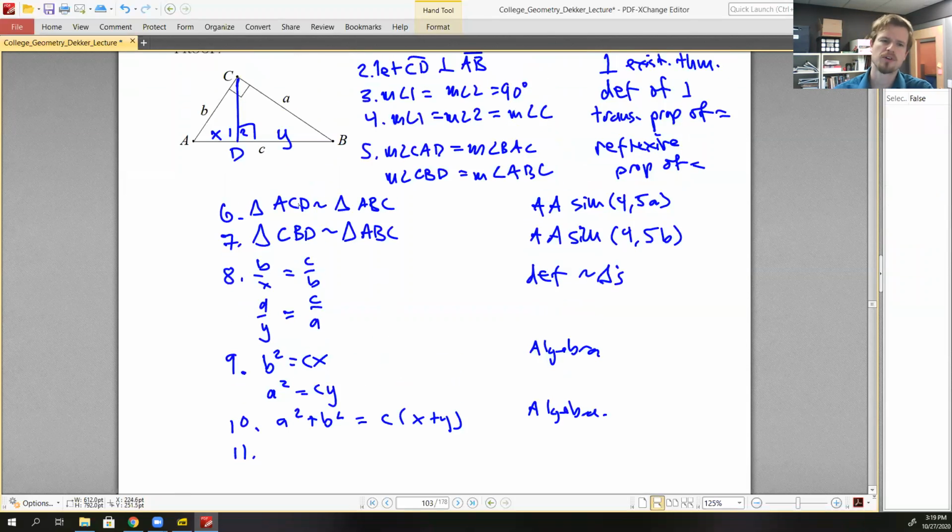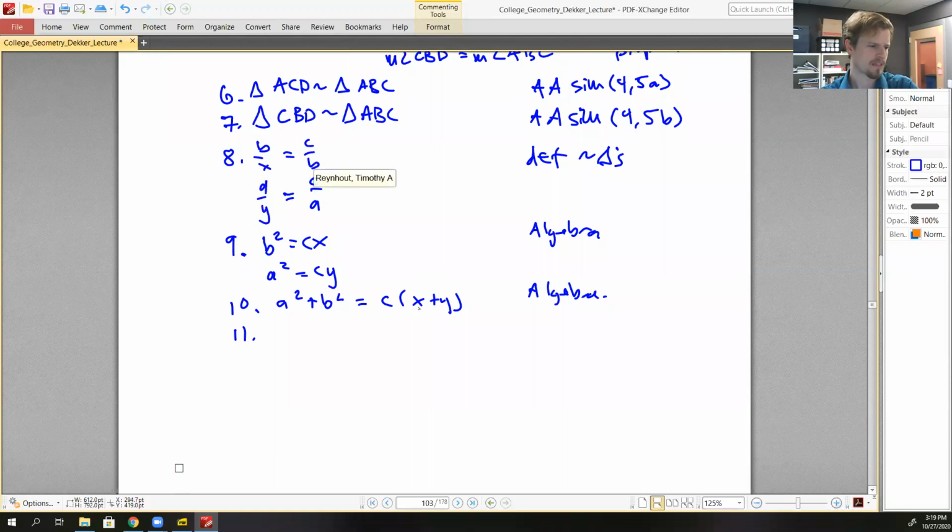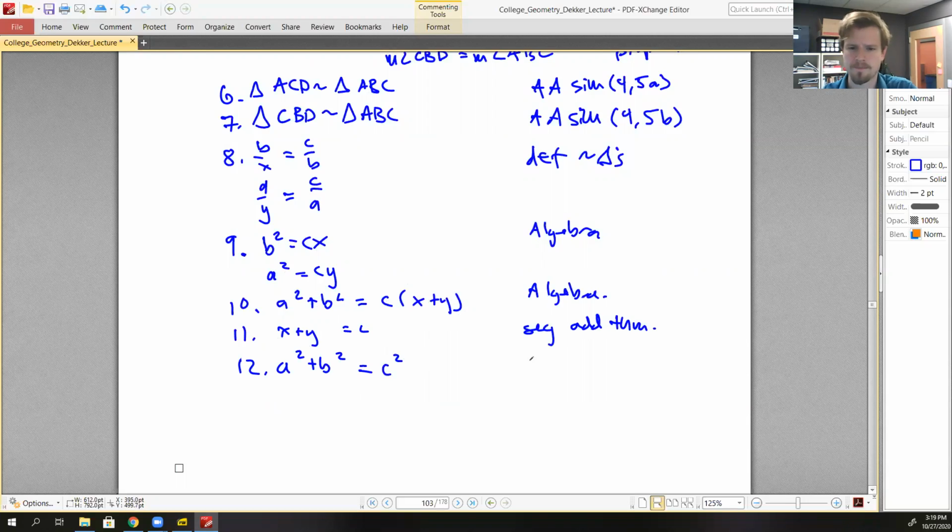Once we have that, we should notice that x plus y is c. So x plus y is equal to c by the segment addition theorem. Make that substitution to give us a squared plus b squared is equal to c times c, which is c squared, by the substitution of 11 into 10. That's exactly what we wanted to show.